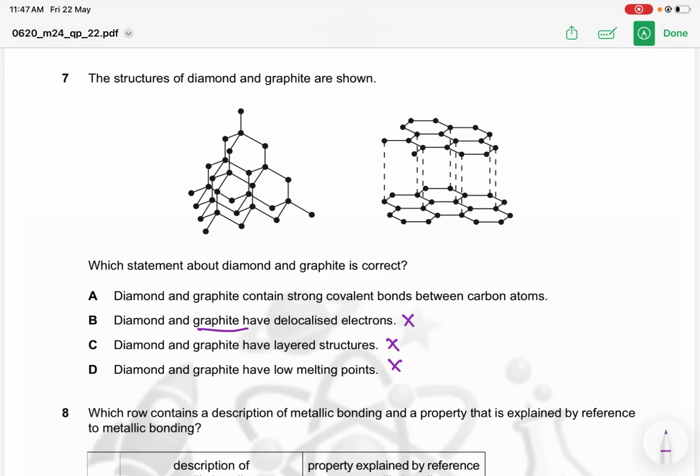And diamond and graphite contain strong covalent bonds between carbon atoms. That is true, because they are giant covalent structures.